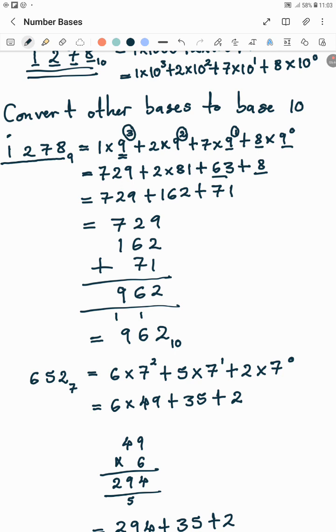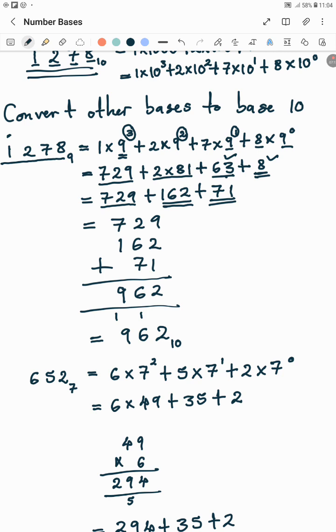So 1 times 9 to the power 3, you get 729. 2 times 81, you get 162. 7 times 9, you get 63. And 8 times 1, you get 8. So you're going to add 729, 162, and 71, which comes from adding these two, 63 and 8.